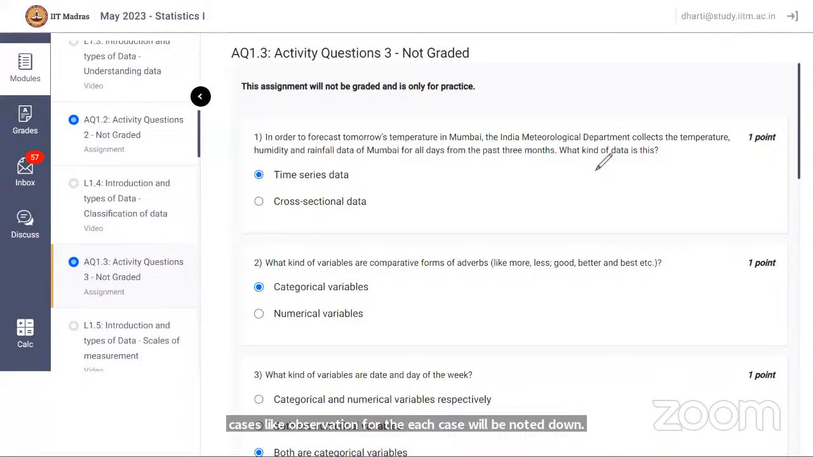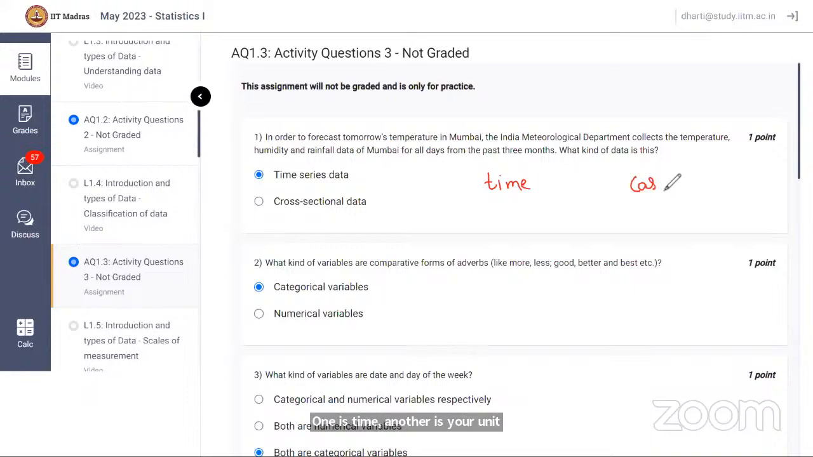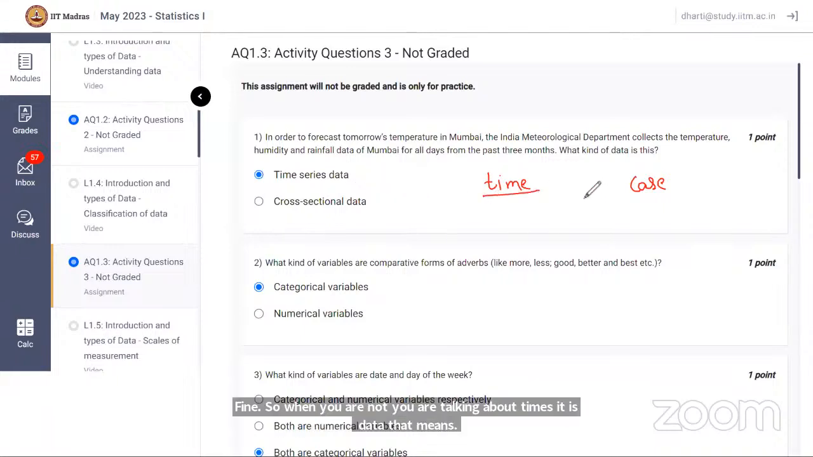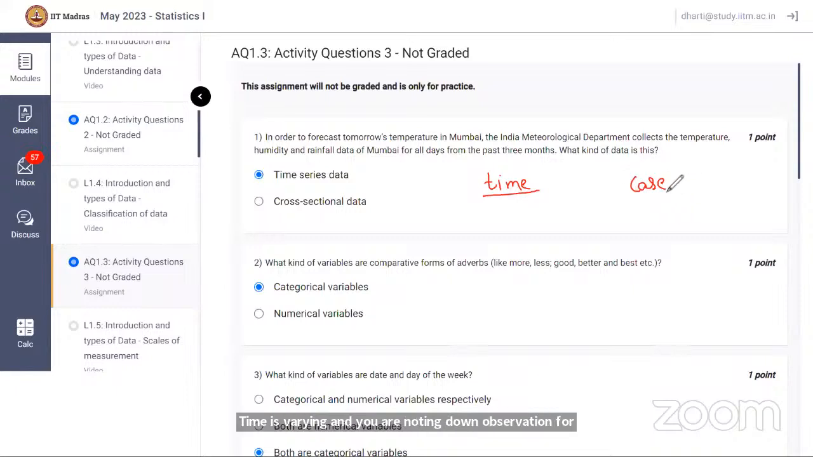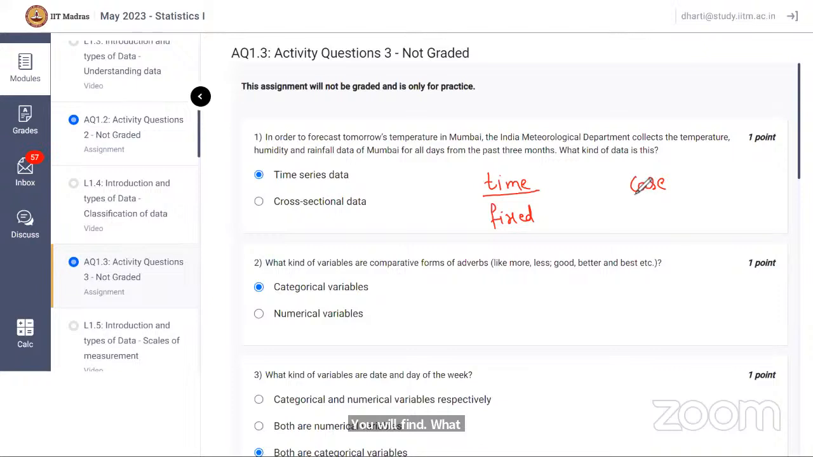Whenever it is time series data, there are two things: one is time, another is your unit or case. So when you are talking about time series data, that means time is varying and you are noting down observations for your cases. But when it is cross-sectional, your time is fixed and you find the observation for your cases.